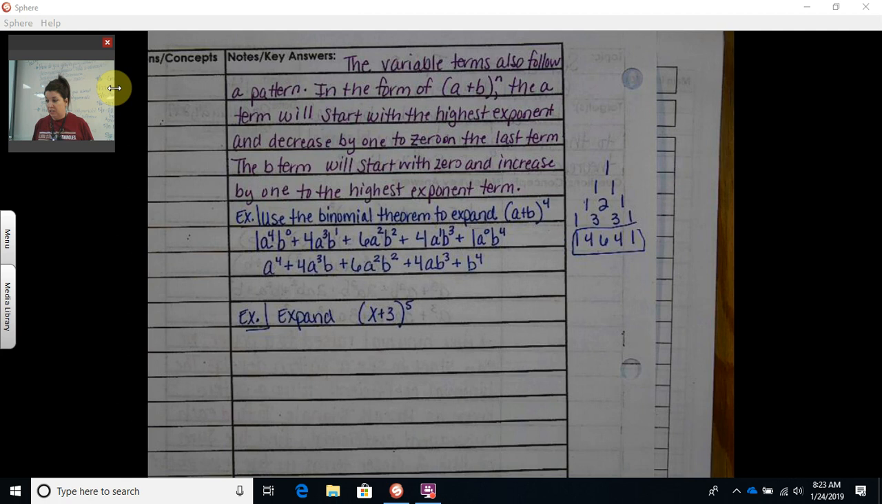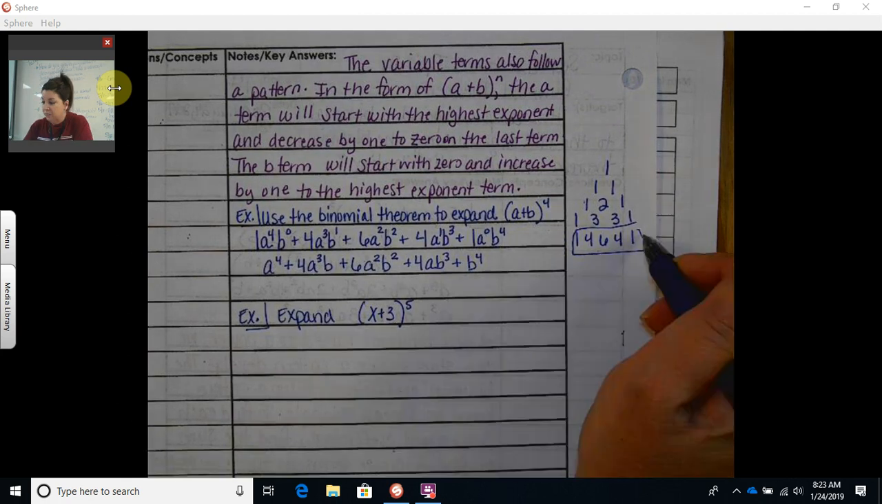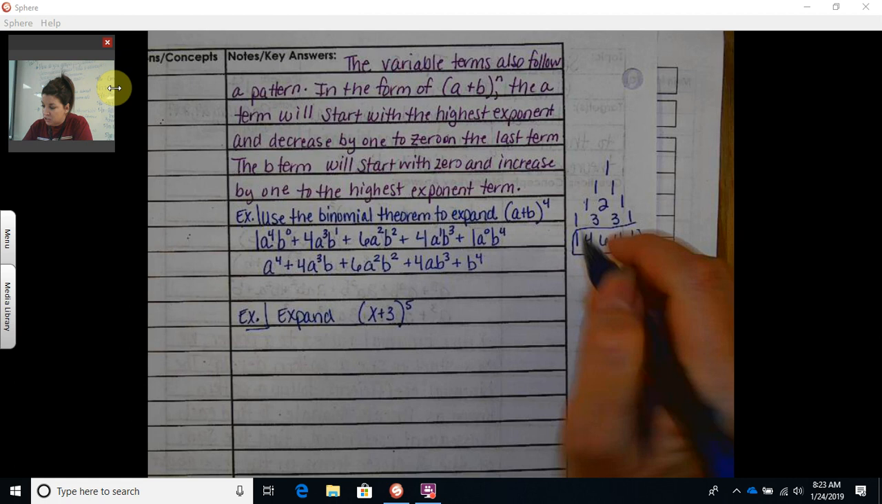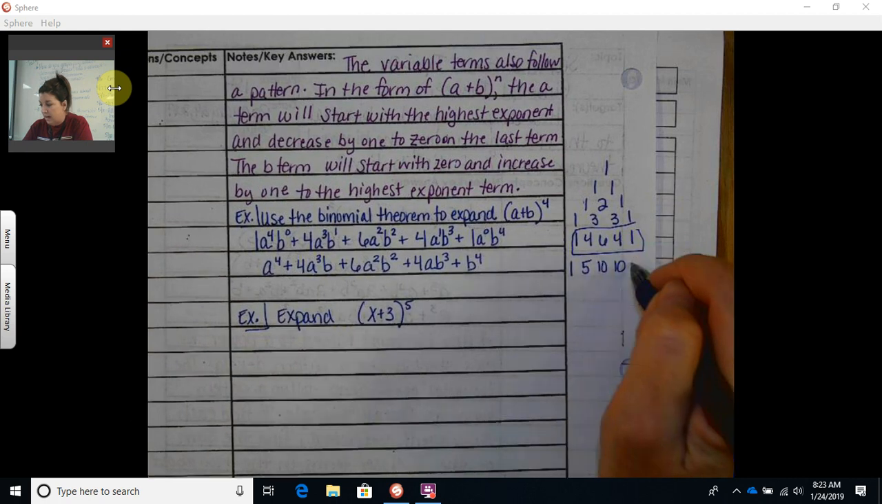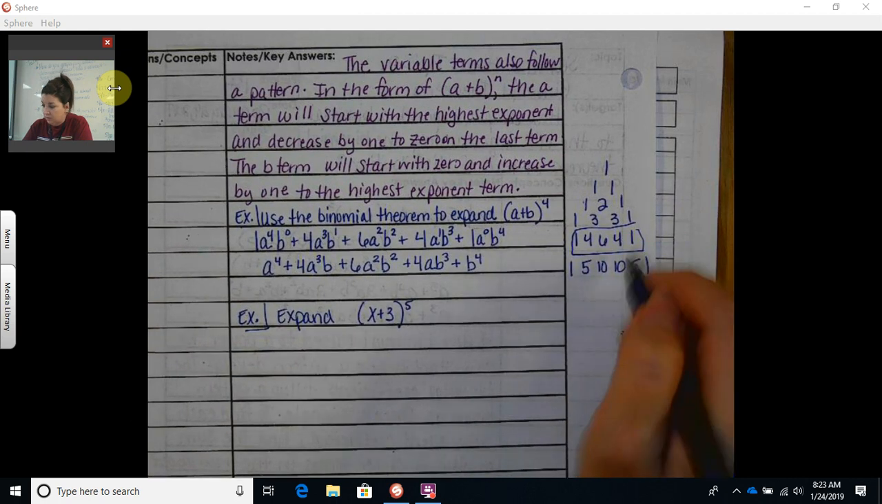So this up here was for 4 degrees, right? We don't even have to look on the page before. If I want 5 degrees, it's going to be 1, 5, 10, 10, 5, 1. This was 4th degree; this would be 5th degree.